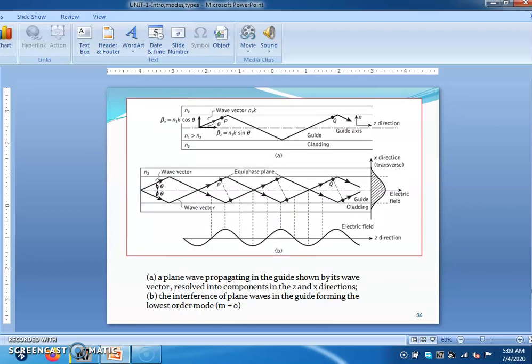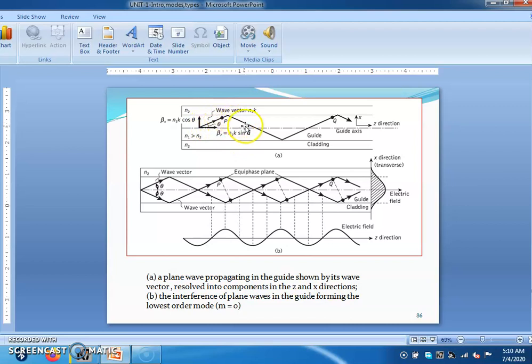See, in this direction, you can find how the light wave is propagating inside a planar waveguide. So this is the propagation of light. This light wave is resolved into two components, that is beta x and beta z. This is the z direction along the axis of the core. This is the x direction we have taken. So what is beta x? That is equal to n1k cos theta. Then what is beta z? That is equal to n1k sin theta.